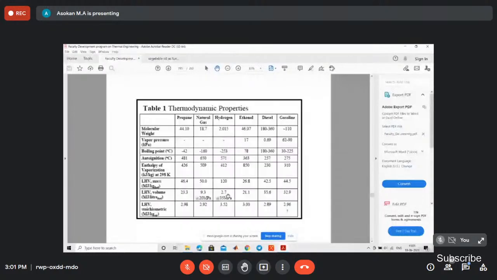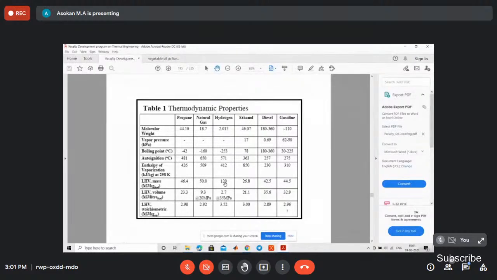These are all alternative fuels: natural gas, hydrogen, ethanol, diesel, and gasoline, and they can be compared. See what the heating value is. The heating value of ethanol is 26.8 kJ per gram, and hydrogen is 120, so you can use hydrogen as a fuel. It's a clean fuel.